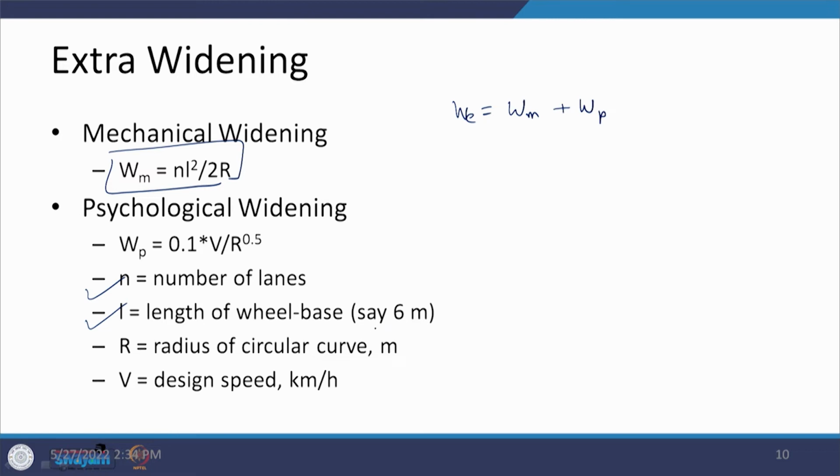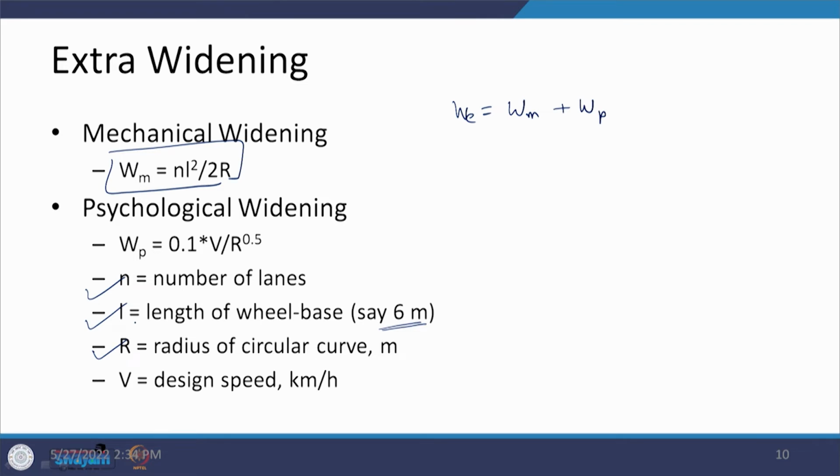So, it is usually around 6 meters, but otherwise if you have the vehicles and you have the average values of those, they can also be used here. And then R, this R is the radius of the horizontal circular curve in meters. So, these are the values which are there.